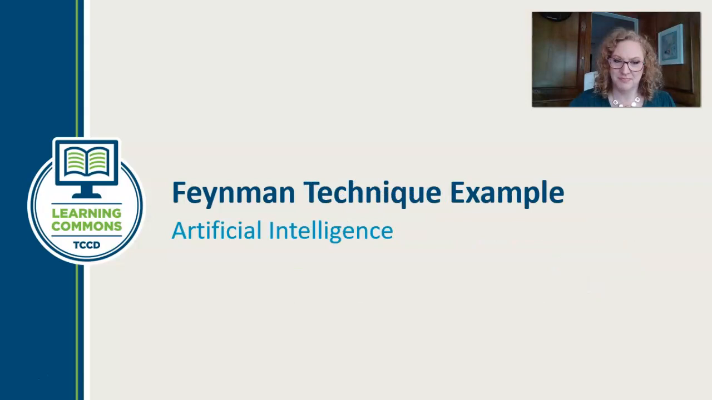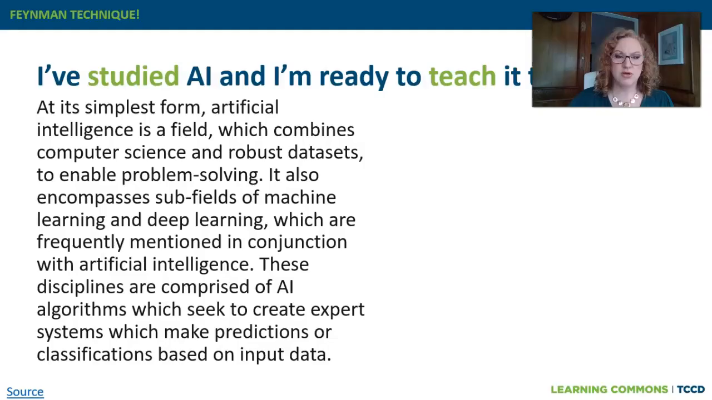Let me share an example with you to demonstrate the Feynman technique in action. Let's take the concept of AI. Let's say that I've studied AI and I'm ready to teach it to you. So I say, at its simplest form, artificial intelligence is a field which combines computer science and robust data sets to enable problem solving. It also encompasses subfields of machine learning and deep learning, which are frequently mentioned in conjunction with artificial intelligence. These disciplines are comprised of AI algorithms, which seek to create expert systems which make predictions or classifications based on input data.